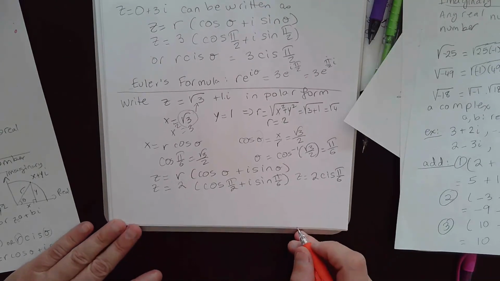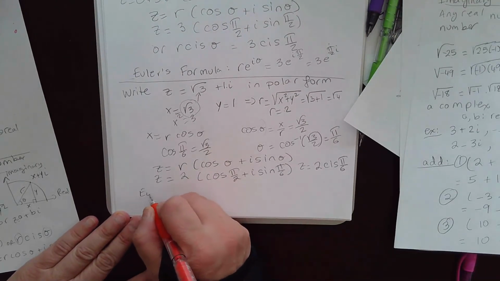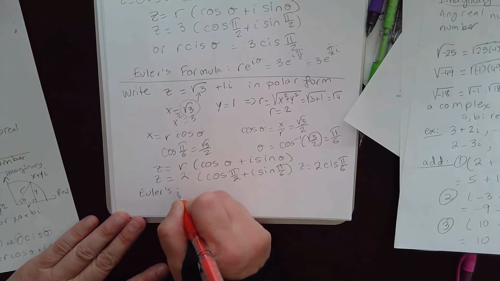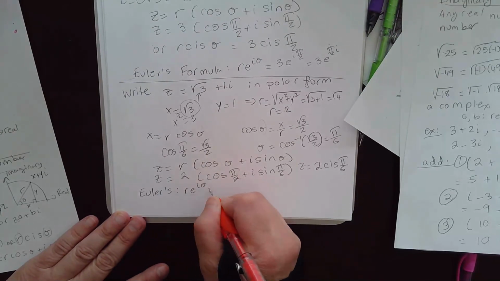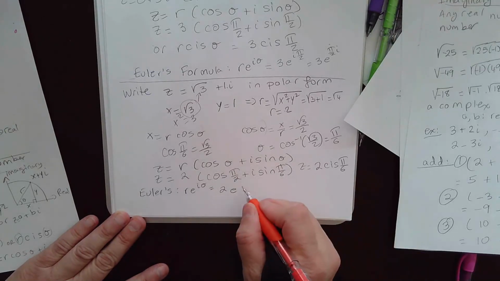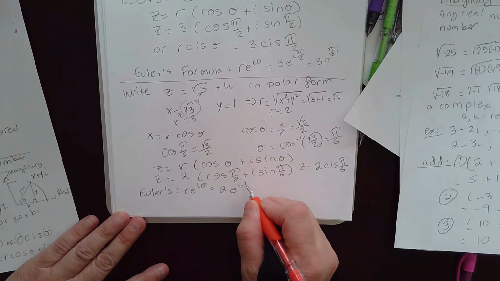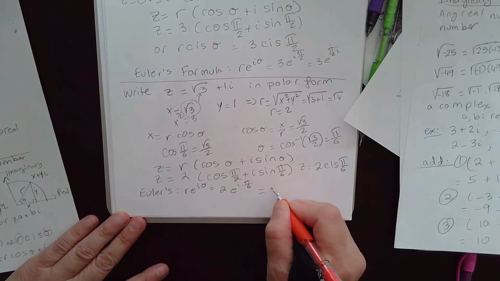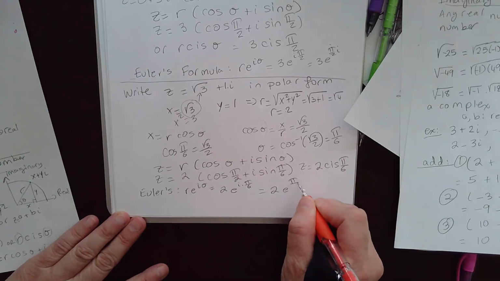How would we write it in Euler's? So r e to the i theta, r is 2, e to the i theta, so i times pi over 6, or 2 e to the pi over 6 i.